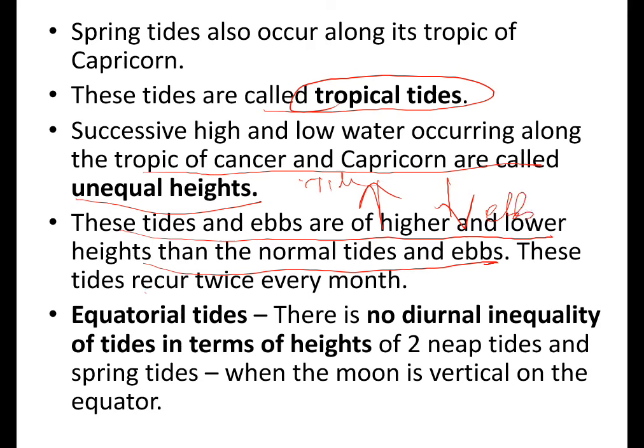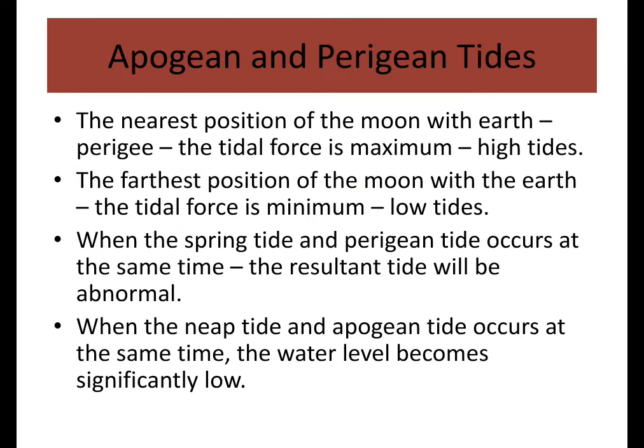So these tides recur every month twice. And equatorial tides: there is no diurnal inequality of tides in terms of heights of 2 neap tides and 2 spring tides when the moon is vertical on the equator. So here there is no inequality in the equator.